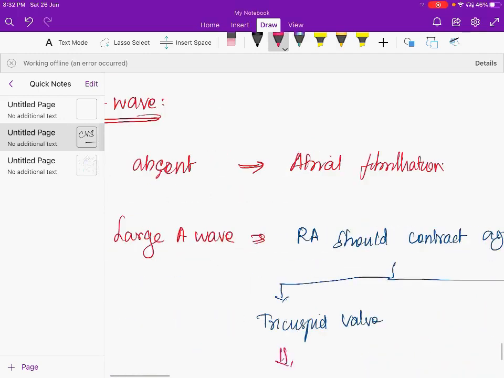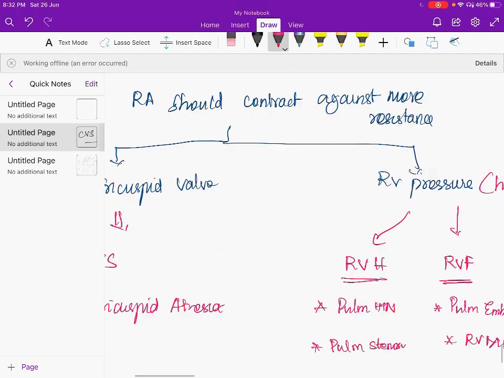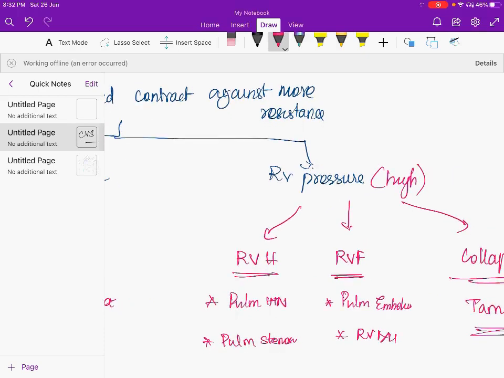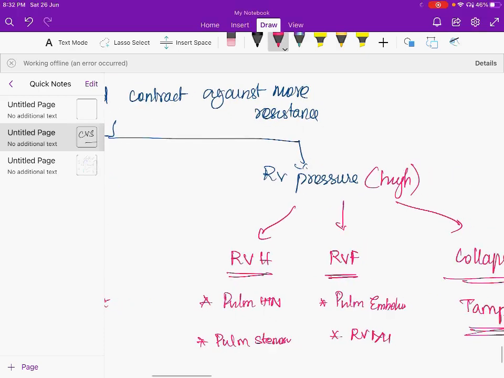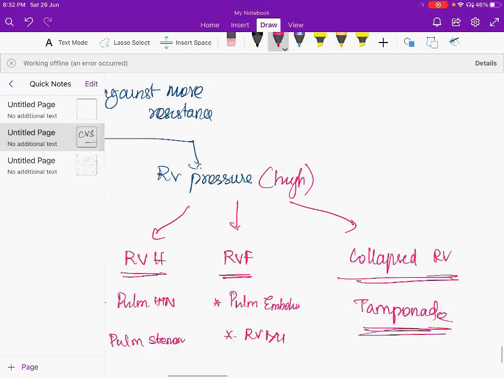So these are the causes of large A wave. To produce a large A wave, your RA should contract more against more resistance. So such causes are tricuspid stenosis and tricuspid atresia, or your RV pressure high such as pulmonary hypertension, pulmonary stenosis, pulmonary embolism, your RV wall MI, and your cardiac tamponade. Okay, so moving to the next part.